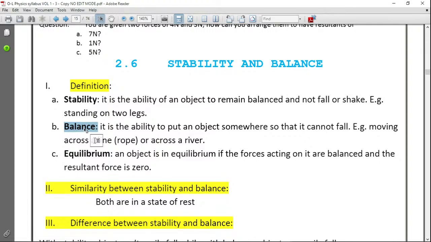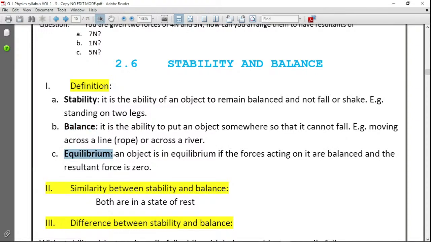So balance is the ability to put an object somewhere so that it cannot fall, for example moving across a rope or river. Like all of these guys that walk on the rope, they're actually doing what they call balance. They're not stable because they have to be shaking their hands to get balance. Unlike you that you are just standing, you are actually stable because you don't need to use any additional energy or tactics to remain where you are.